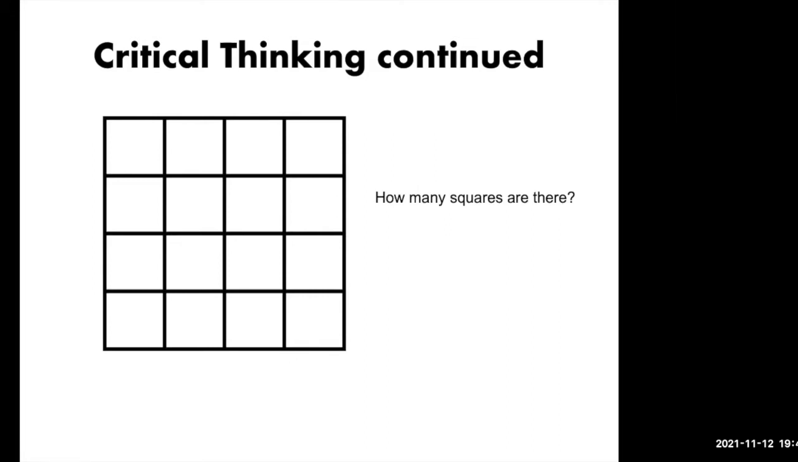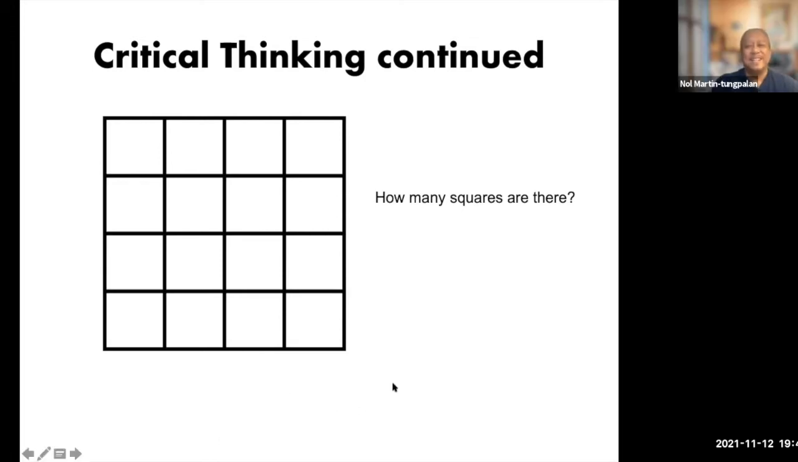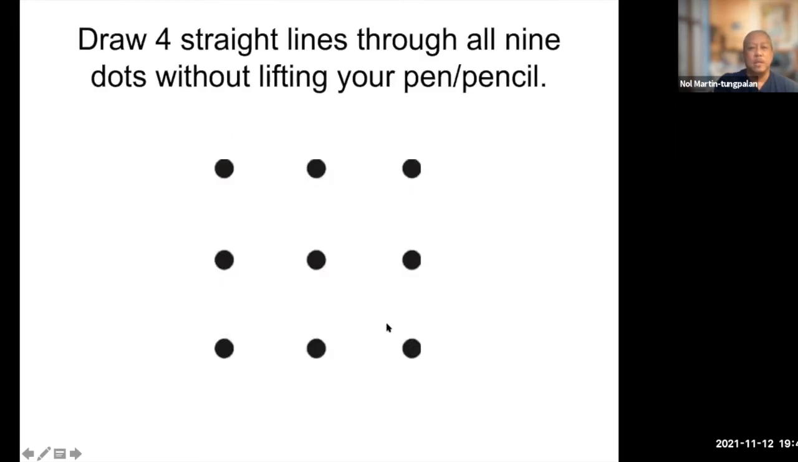Okay, got it? I think. You think? Okay, so it's critical thinking. When it's asking you how many squares, you really have to think, well, where are the squares? So again, it's about critical thinking. All right. Okay, so for the next one, let's do this.